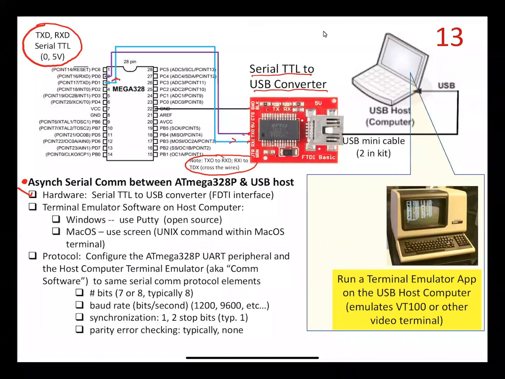Has to go into RX on this converter, and vice versa. RX going into the chip has to come out of TX on the line. It's because when you're transmitting from the left, you want that to go to the receiver line on the right-hand side, and vice versa.